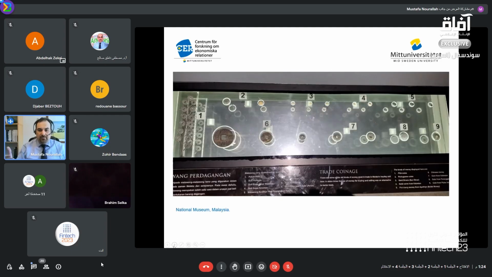This is another photo from another area. It's from the National Museum in Malaysia. So overall, I would partially agree with Alt et al. that the roots of financial technology could be seen in the 15th century when we consider coins, because coins, in some sense, as you know, were used by various ancient societies.